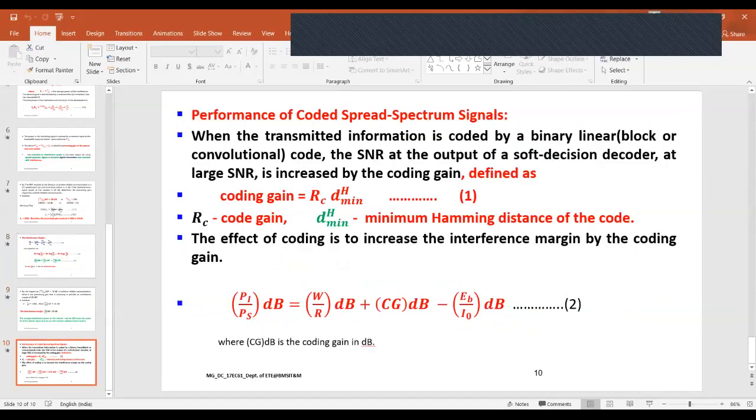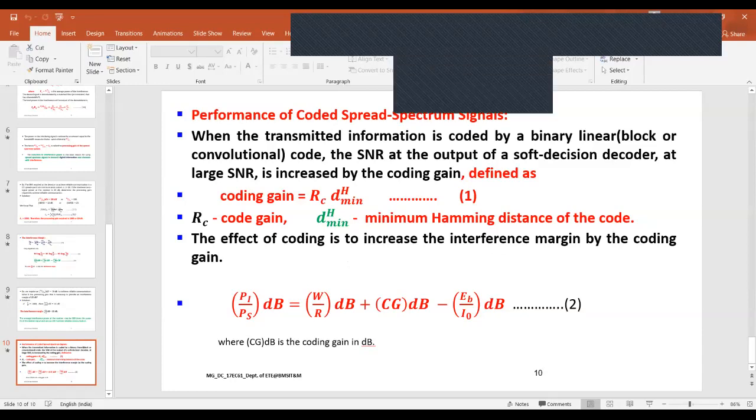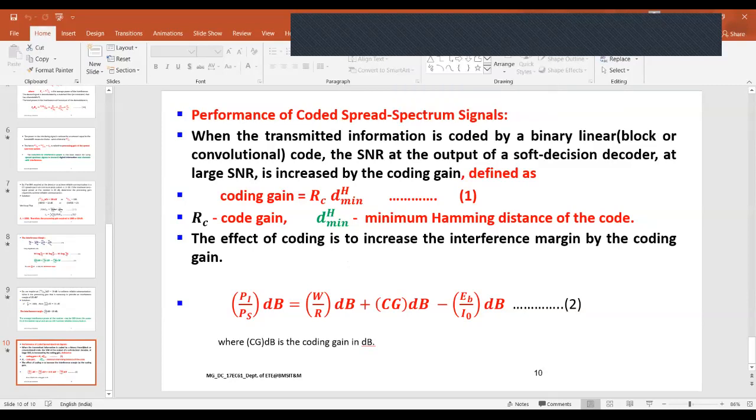Okay, then the last topic in this one is performance of coded spread spectrum signal. When I discussed the model of spread spectrum, I mentioned channel coding. Here, when the transmitted information is coded by a binary linear code, which may be block or convolutional code, the SNR at the output of the decoder is increased by the coding gain, which is defined like this.